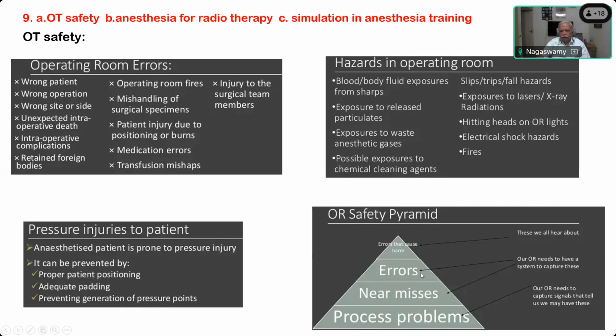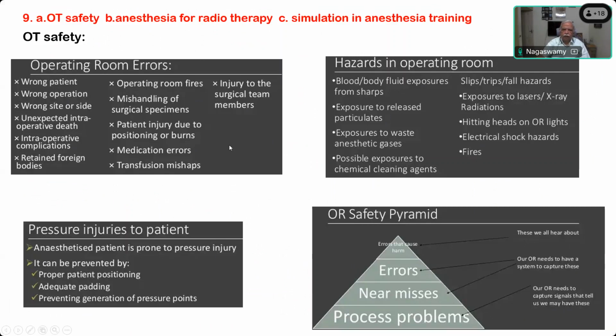Then there are errors and near misses. These are combined together. Our OR needs to have a system to capture these and prevent them. And process problems. Our operation rooms need to capture signals that tell us we may have this and try to avoid this. So this is called the OR safety pyramid, which has these various layers or stages where we can identify the errors and prevent them. Prevention is better than cure, isn't it? So you have to identify which are all the problems.